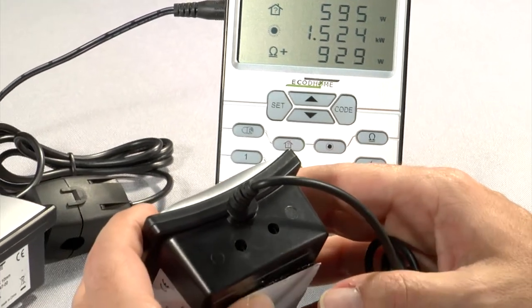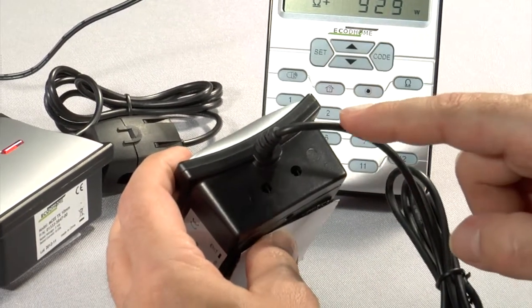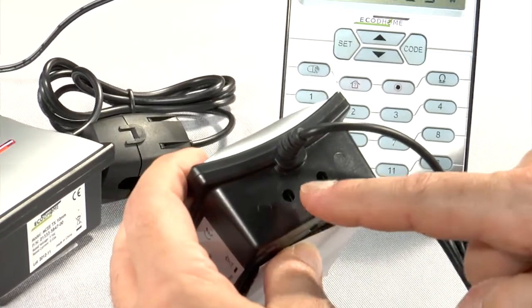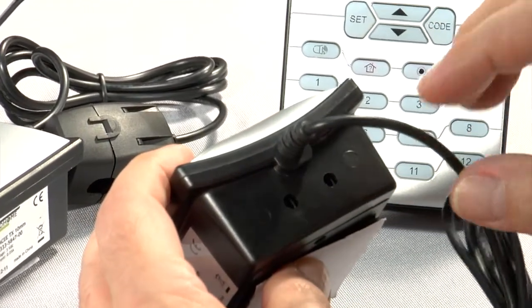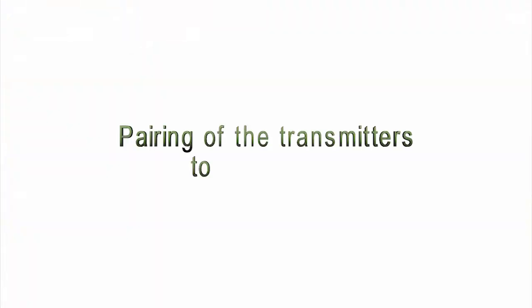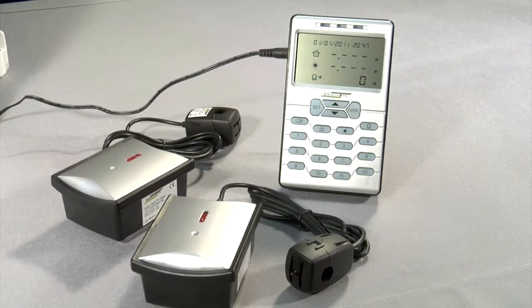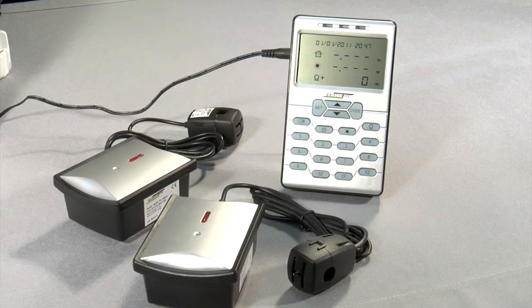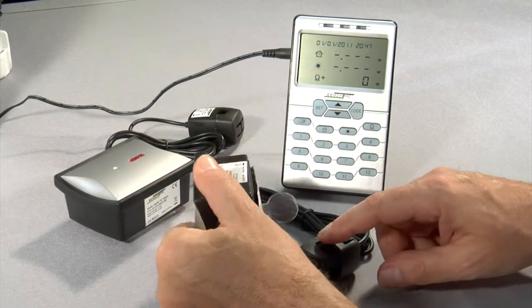The monitor can be configured for three-phase systems. As you can see on each transmitter, there are two additional holes to accommodate additional terminals. Then proceed with the desired combination of transmitters.